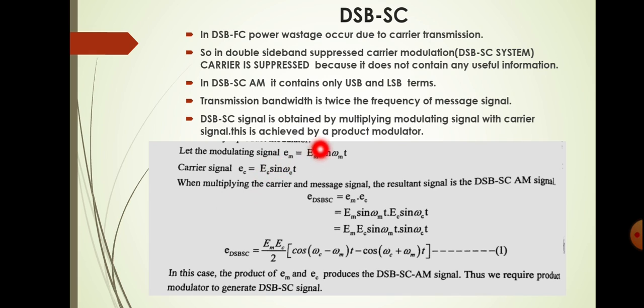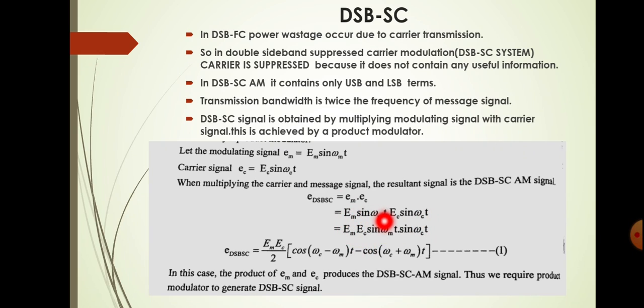In the case of DSBSC, we get the DSBSC signal by multiplying these two signals. So let us see. When we multiply the carrier and message signal, the resultant DSBSC signal, or this DSB-SC AM signal, we can represent as E DSBSC. That will be equal to EM into EC. So we can multiply EM with EC. That will be equal to EM sin omega m t into EC sin omega c t.